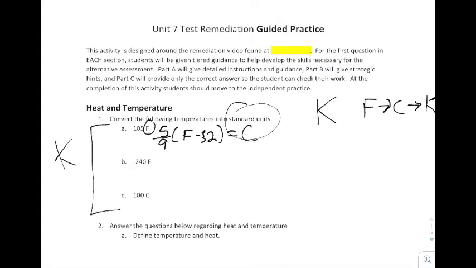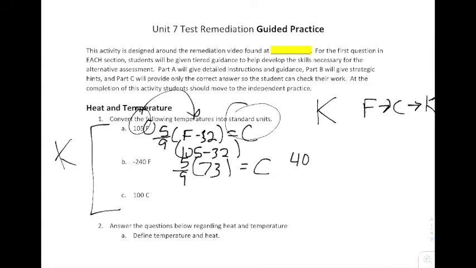In this case, we would plug in our 105 for our F, and you would get 105 minus 32. Okay, we would subtract those two, and when we subtract those two, we're going to get something like 73. So now we have 73 times 5/9 equals C. So you put this into your calculator and you would get the temperature in Celsius, which is about 40.6 degrees Celsius.